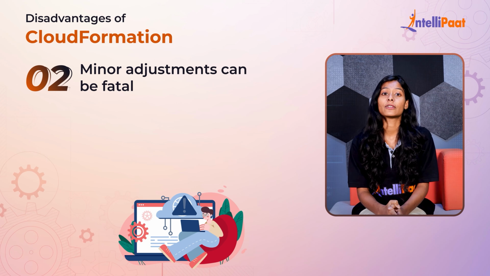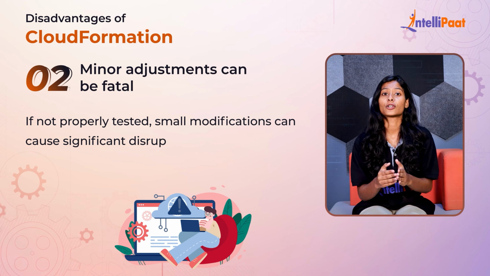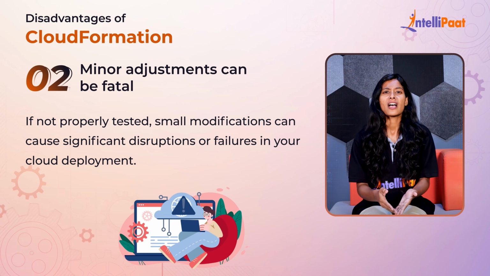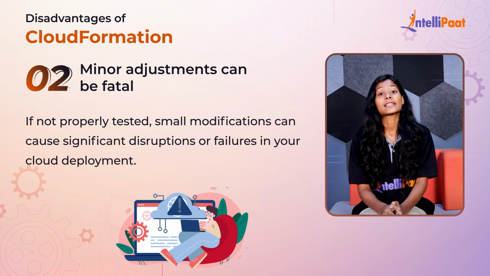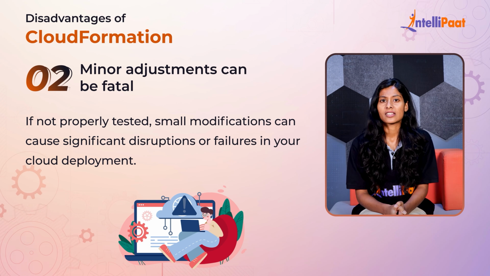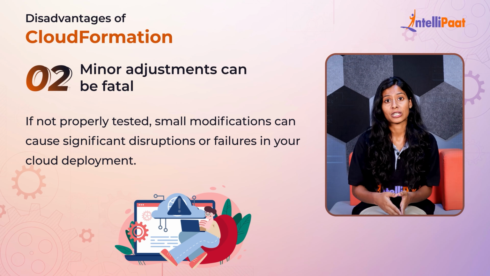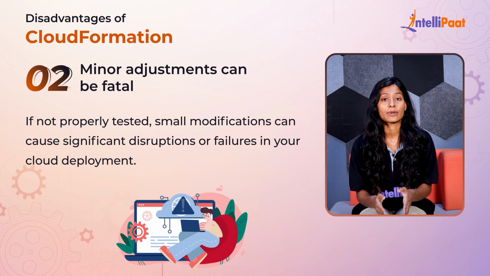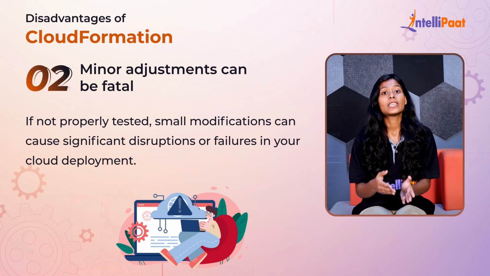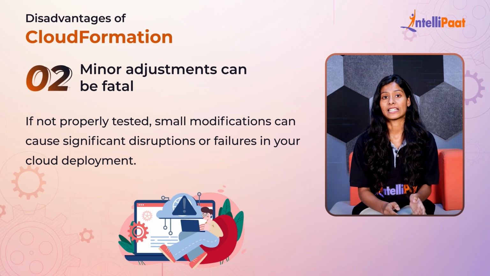Minute adjustments can be fatal. You need to be extremely careful about the minute changes that you're going to make inside your architecture. But it's a minute change. How does that matter? Well, here's an example of what could go wrong. Due to some reason, you changed the name of an existing database. Now, this will cause CloudFormation to delete that entire database from your AWS account and create a new database with the updated name, hence erasing all the data from your previous database.